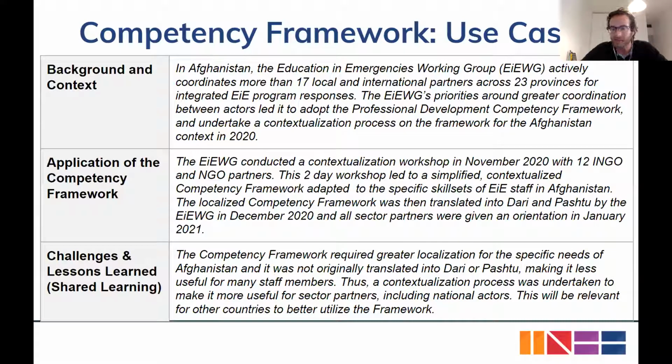So an example here is a hypothetical use case of the competency framework for the Afghanistan context to show how this could be done at country level. So this would include a short background and context, how it was actually applied, the challenges and the lessons learned, and any other kind of shared learning for other contexts. So again, we would be happy to guide interested participants through this process. We're looking for people who are interested, again, to use this, to tell us how they're using it, and to share their experiences of using the competency framework with support from our working group. Next slide, please.